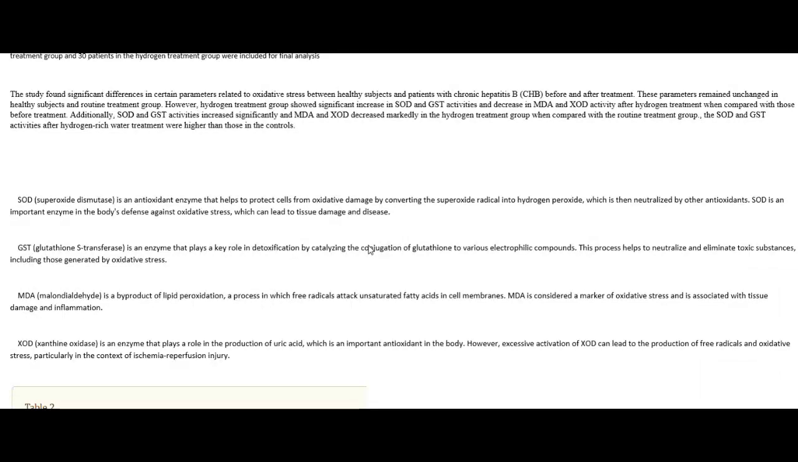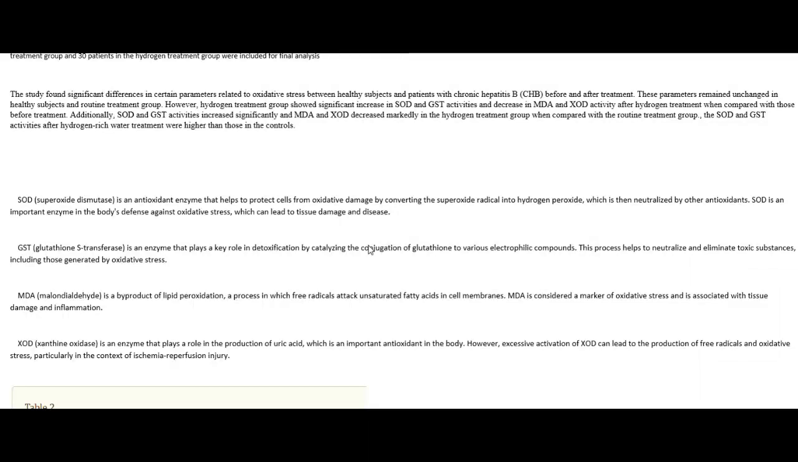No, I'm saying uric acid. Which one had more uric acid in their blood? The one that didn't take it. Oh, the one that didn't do hydrogen had more uric acid in their blood. Yeah, and I'm pretty sure that uric acid is not something you want in your blood. Yeah, the less, the better.